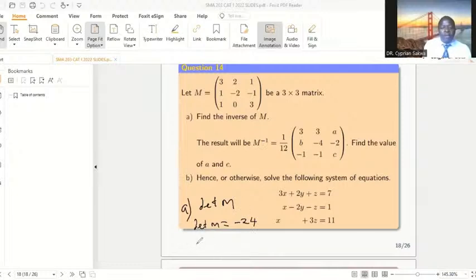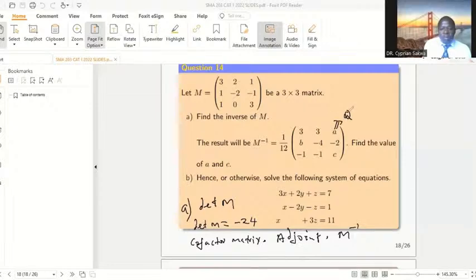Then find the cofactor matrix. After finding the cofactor matrix, find the adjoint matrix, which is of course the transpose of the cofactor. Then after that, find the inverse of M. And what will you find? You'll find this thing, only that A will be 0. When you do it, A will be 0.